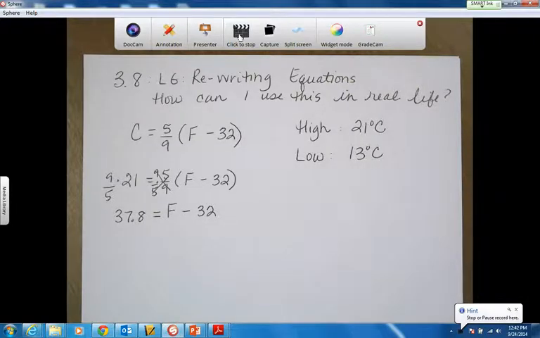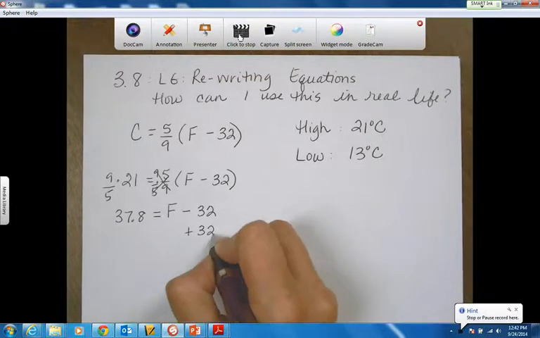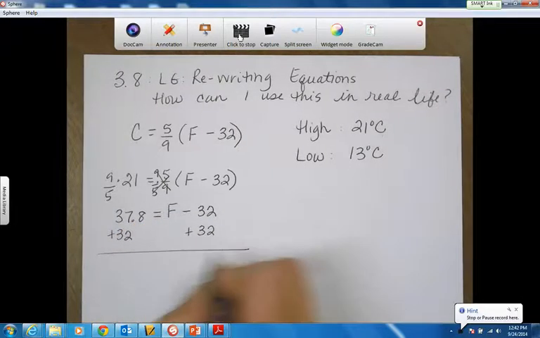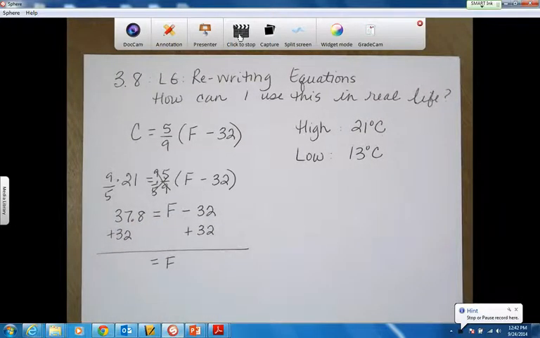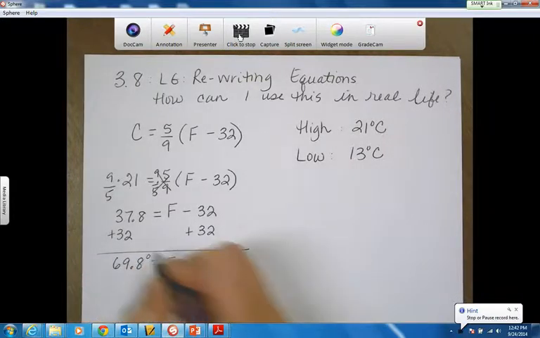Which means that my Fahrenheit would be 69.8 degrees. And then we say, okay, well, we know what that means now. If it's 21 degrees, then that means it's really about 70 degrees for us. Okay? Now, was that quite a bit of work?